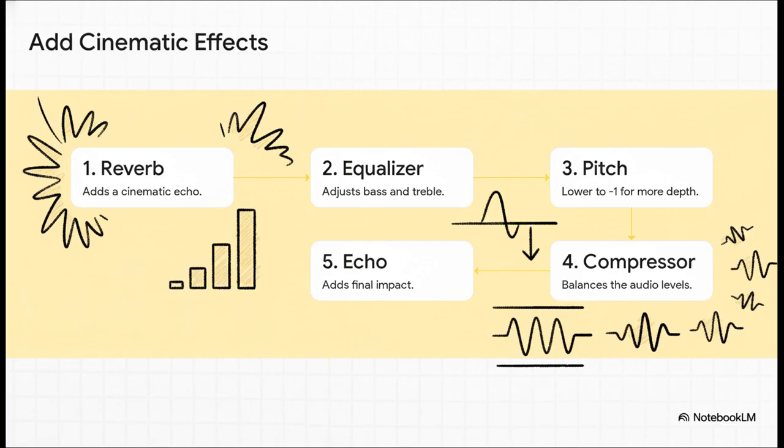Next, that base track gets pulled into an audio editor for some serious sculpting. It's a 5-step chain of effects, and the order matters. First, reverb adds that big, spacious echo. Then, an equalizer boosts the bass to give it warmth and power. The pitch gets dropped just a little for extra depth. After that, a compressor evens everything out for a consistent punch. And finally, a little extra echo is added for impact. The result? Pure cinematic gold.